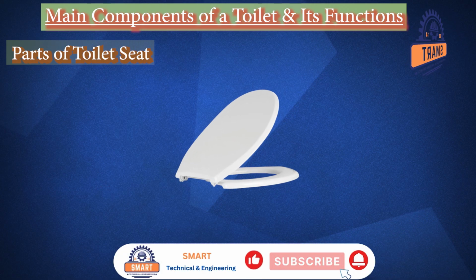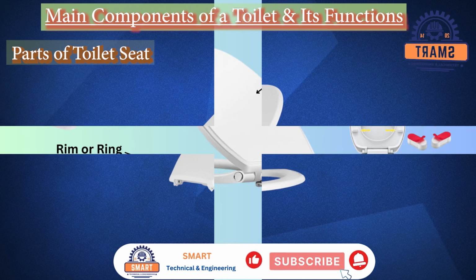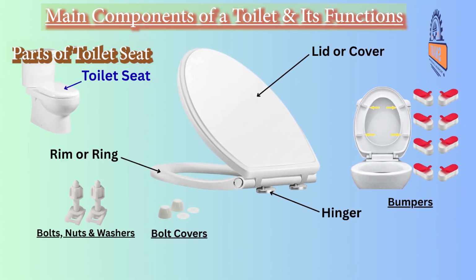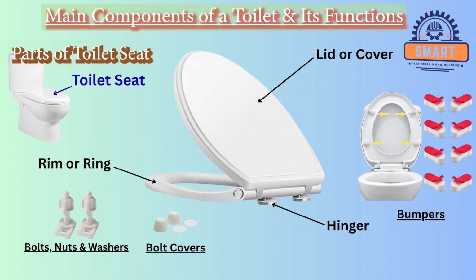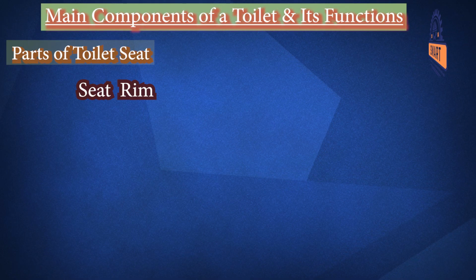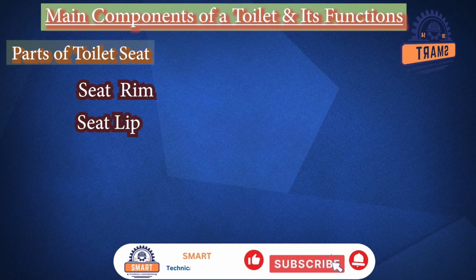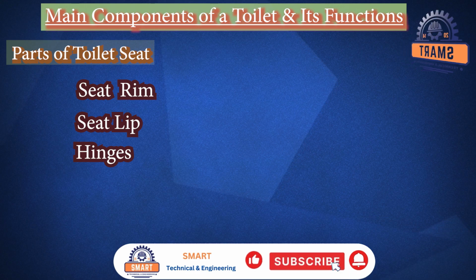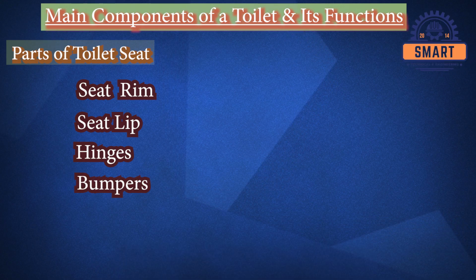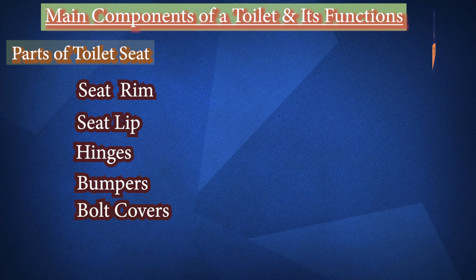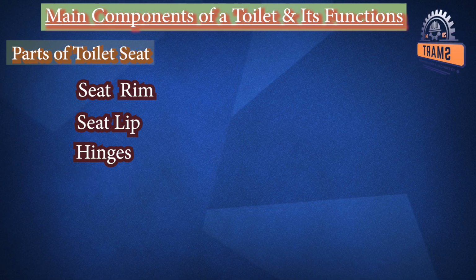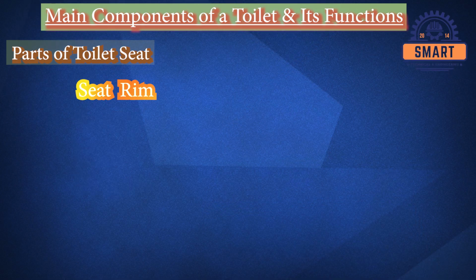Finally, I will explore the parts of the toilet seat. This is the toilet seat diagram that gives you a brief overview of the parts without any complications. A toilet seat consists of the seat rim for sitting, the seat lid to cover the opening, and hinges with bolts to attach it to the toilet bowl. Small bumpers on the bottom of the seat provide cushioning, and plastic bolt covers conceal the mounting hardware. The seat and lid provide comfort and hygiene, keeping the bowl covered and protected when not in use.